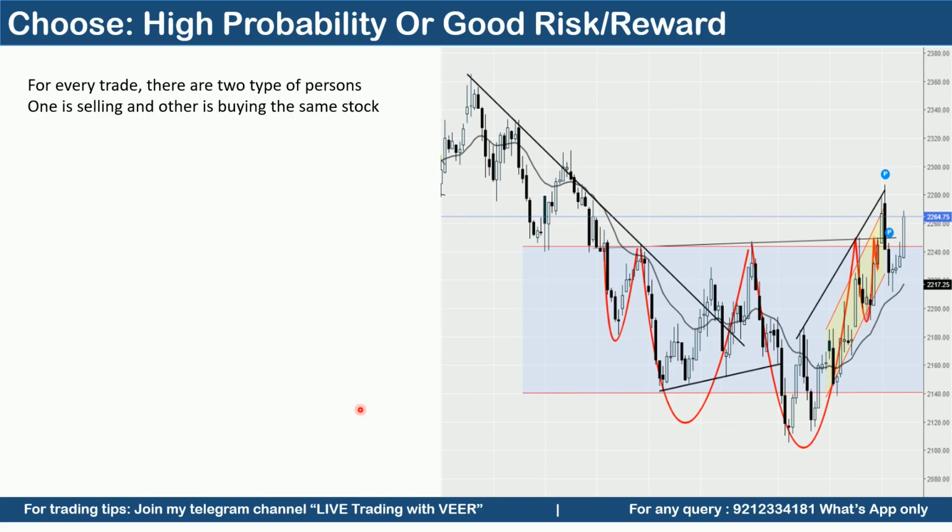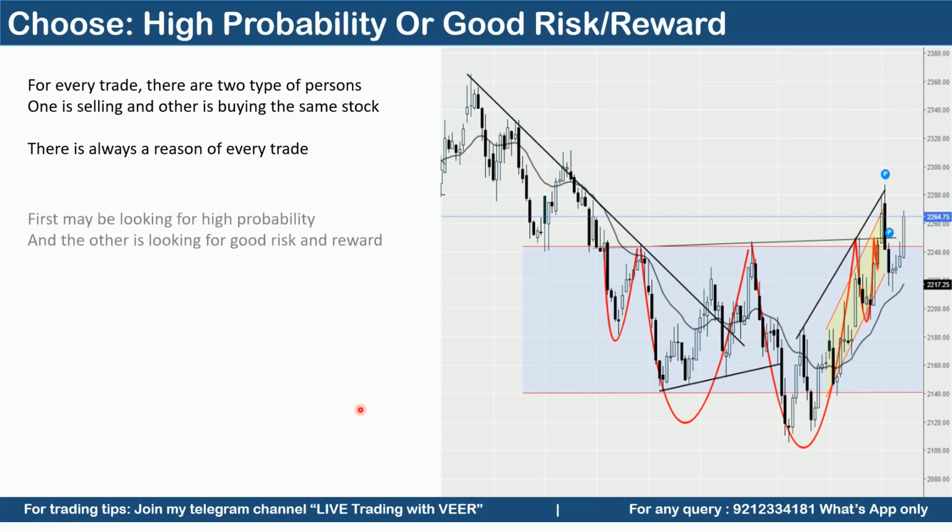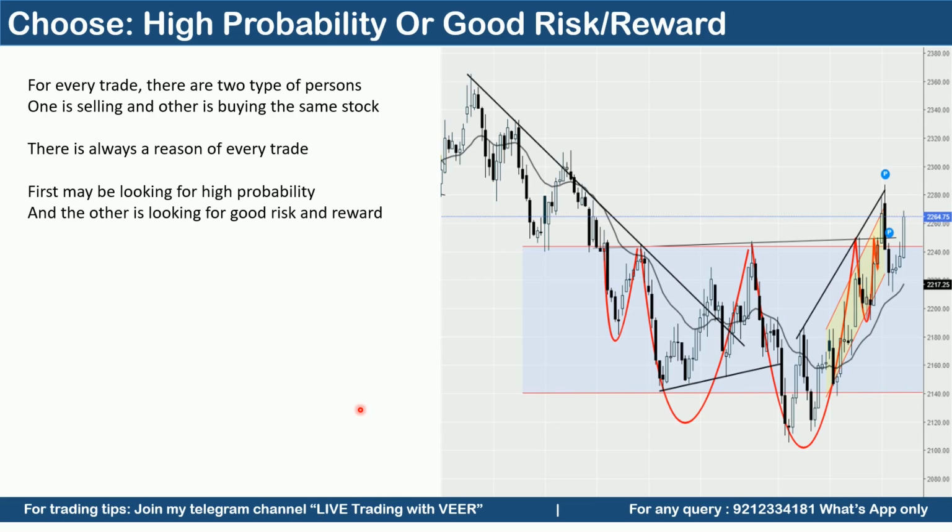Finally, we have to understand that for every trade there are two types of traders: one who is selling and the other who is buying. Both are trading for good profit. One type of trader is trading a high probability trade, and the other is trading a good risk and reward ratio. Sometimes both have equal opportunities of success, and sometimes one has an edge over the other. Note, 95% of the time there is 40 to 60% success in both cases, either high probability or good risk and reward. But in the case of a breakout, the probability of success is around 70%.